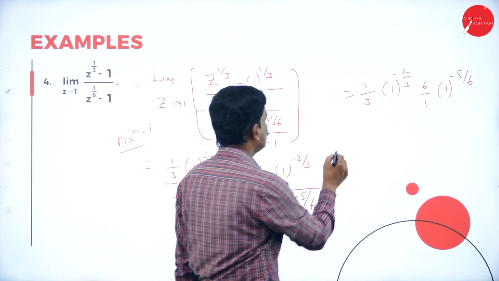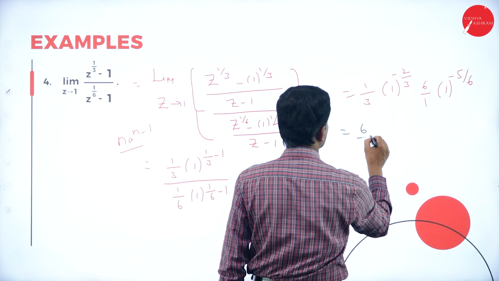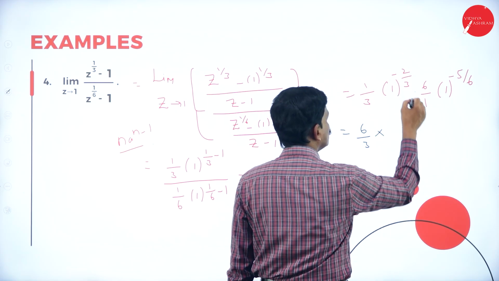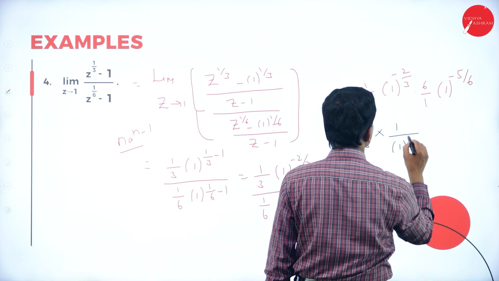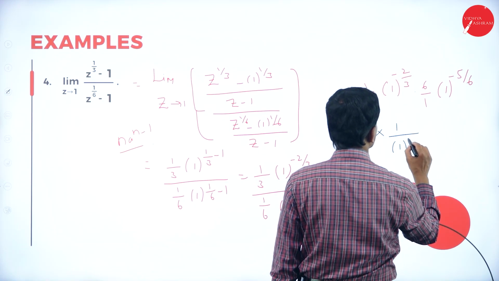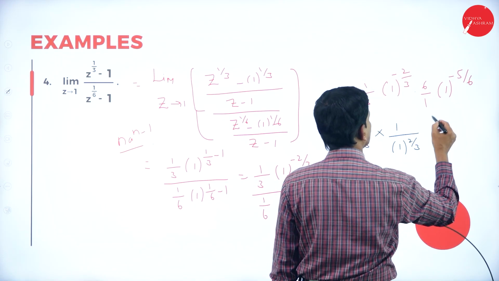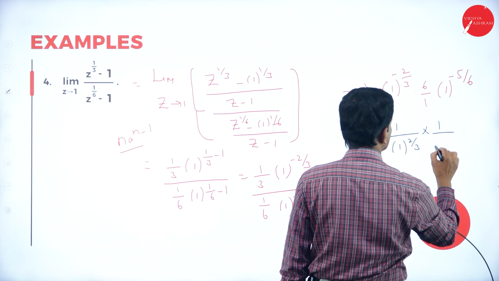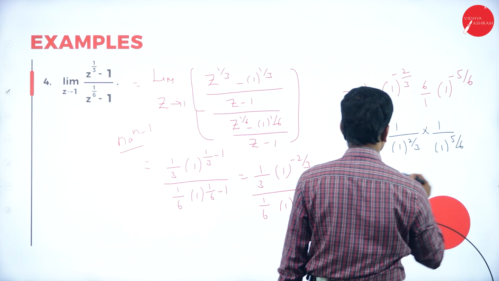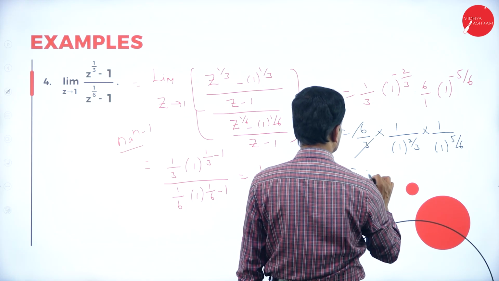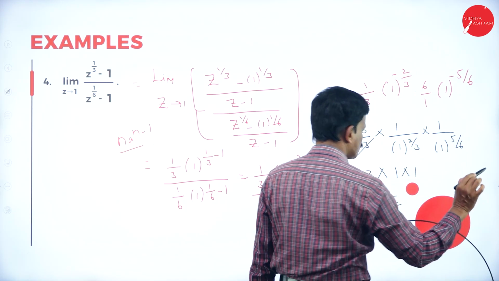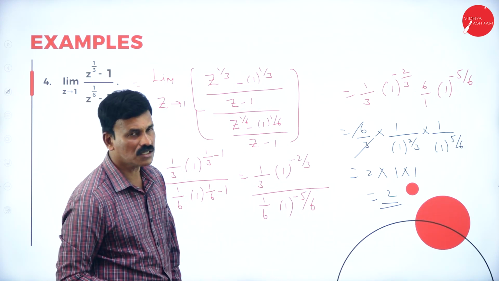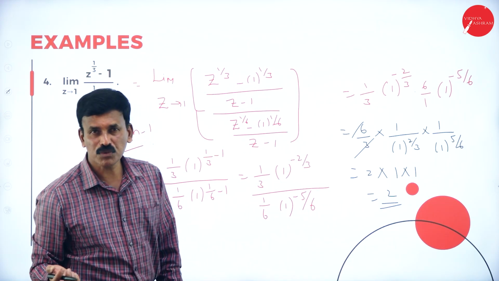Simplify. Now this can be written as 6 divided by 3 into, just bring this to the denominator, 1 divided by 1 to the power of minus 2 by 3 is nothing but plus 2 by 3, and this is also 1 over 1 to the power of plus 5 by 6. So 3 2s gets cancelled. 1 to the power of any number is 1, that's equal to 2. The simplified answer is 2, that's it. Okay. Now move on to the next problem.